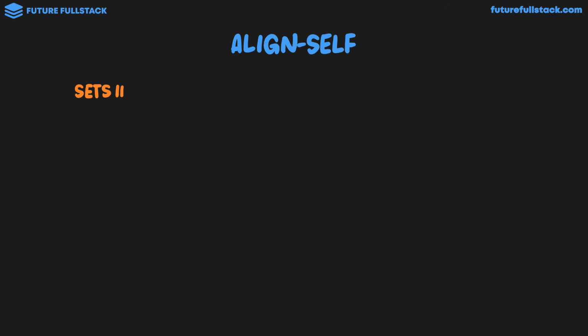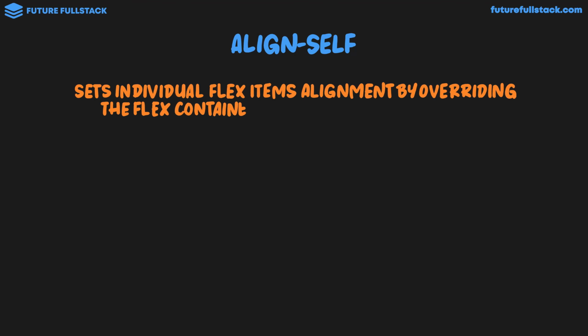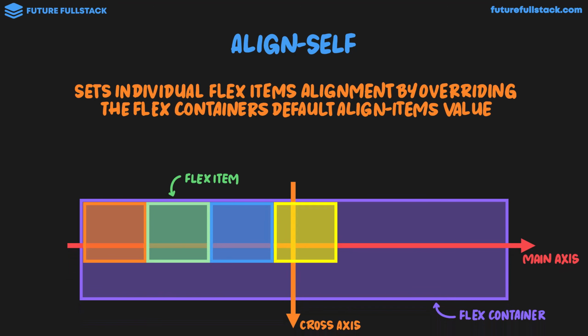Align-self sets an individual flex item's alignment by overriding the flex container's default align-items value. So let's have a look at this. We have our standard setup of our flex container, flex items, and main and cross axis. What align-self allows us to do is align an individual flex item, like the one in green, along the cross axis. The CSS property looks like this: align-self and a value like flex-end.